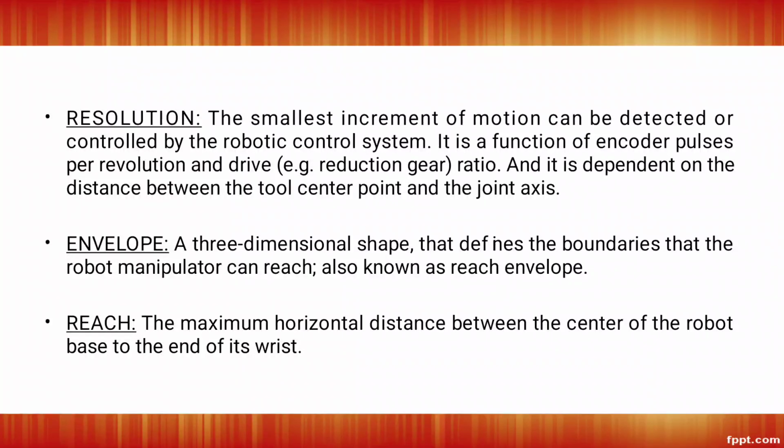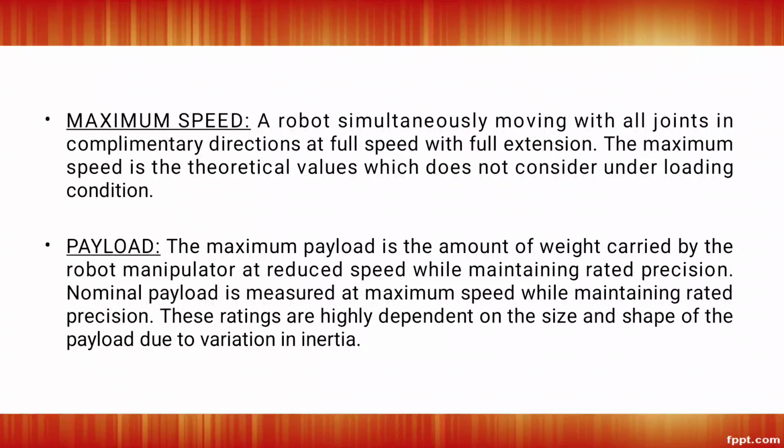Next is envelope, a three-dimensional shape that defines the boundaries that the robotic manipulator can reach. Next is reach, the maximum horizontal distance from the center of the robot base to the end of the wrist. Next is maximum speed. A robot simultaneously moves with all joints in complementary directions at full speed with full extension. The maximum speed is the theoretical value which does not consider loading conditions.